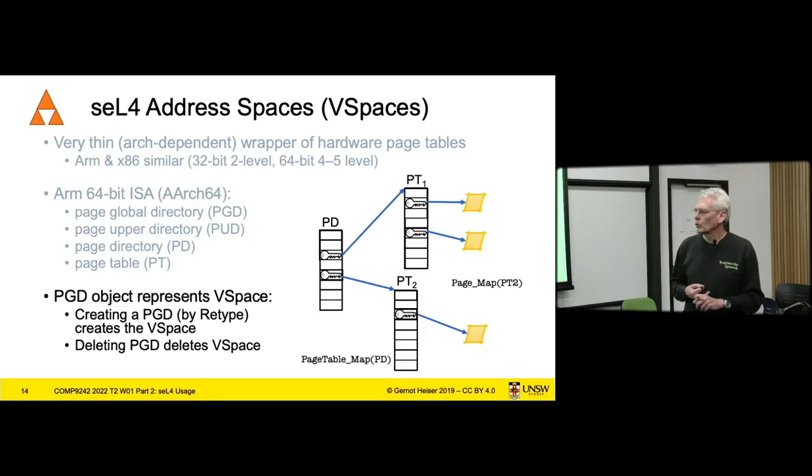And importantly, the top level page table, which depending on the architecture has different names. In the ARM 64 world, it's called the page global directory. This is the address space as far as the kernel is concerned. So you have rights to an address space if you have a capability to a page global directory. That's the representative of the address space. And if you delete that one, then you blow away the virtual address space. Any questions?